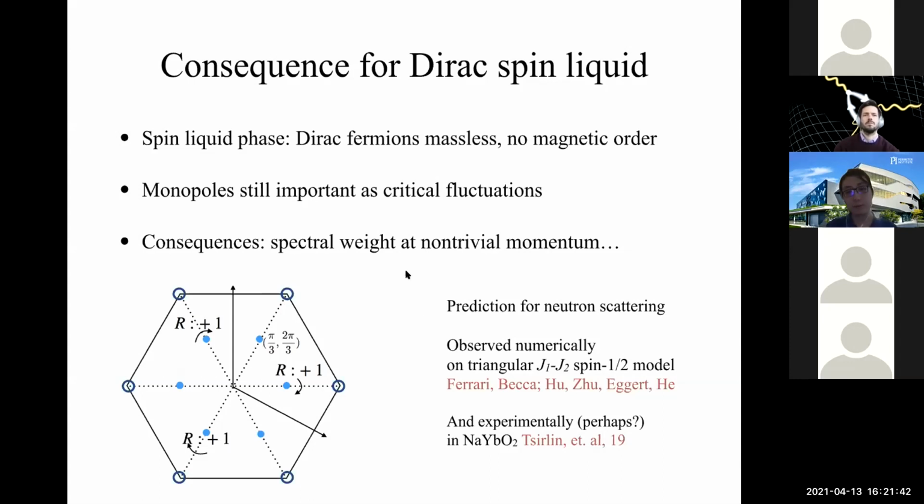Right? So this has been observed numerically on the triangular J1, J2 spin-1/2 Heisenberg model in these two papers. Probably to a less certain degree, maybe hopefully experimentally in this material. I mean, we have to wait and see further confirmation. Okay? So what's being observed here is some apparent accumulation of spectral weight also at the K momentum without any apparent spin ordering.